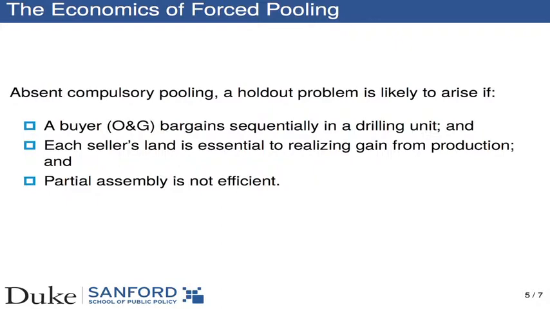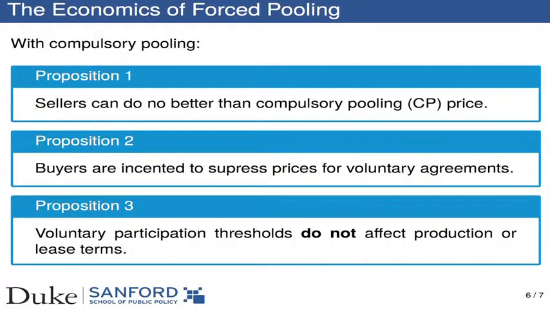Each seller's land is essential to realizing the gain from production. That is, the buyer has to assemble all of the parcels of land in the unit, and partial assembly is not efficient. So the individual parcels are more valuable to the individual landowners than they are to the oil and gas company. Absent compulsory pooling, this holdout problem is likely. Again, the state has an interest in producing these resources efficiently.